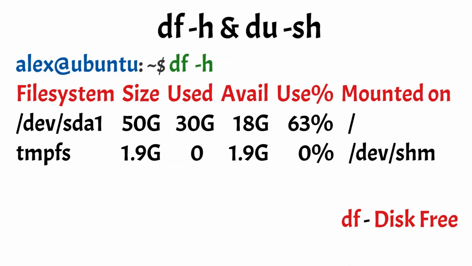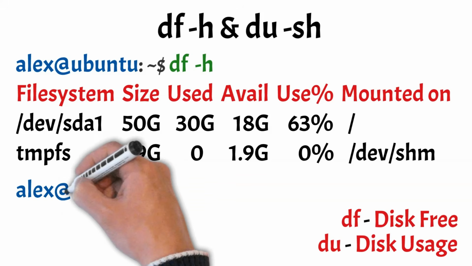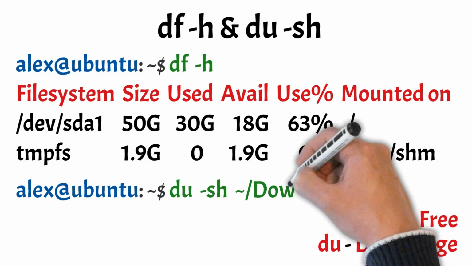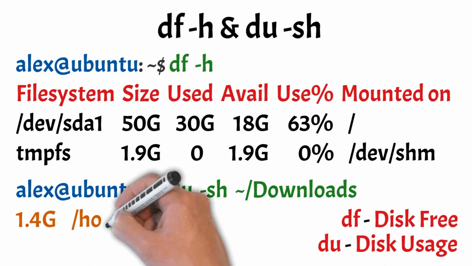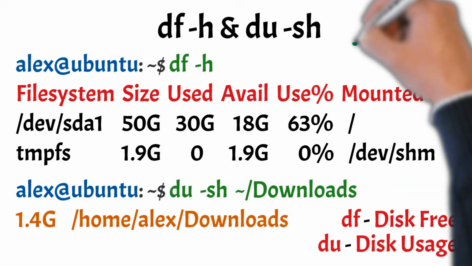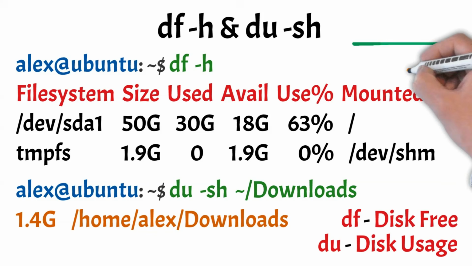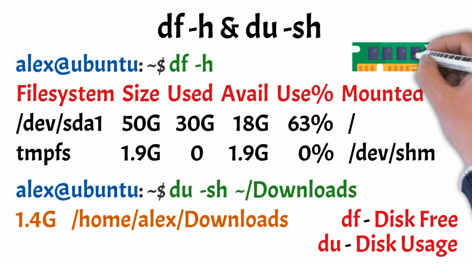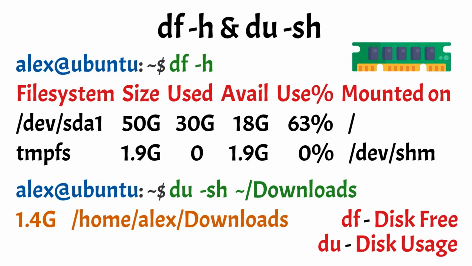On the other hand, du stands for disk usage and is used to check how much space a specific folder takes up. The command du -sh ~/Downloads shows just the total size of the Downloads folder. -s summarizes the result, and -h makes it easier to read. Together, these two commands help you keep track of your system's storage, both overall and in specific locations.